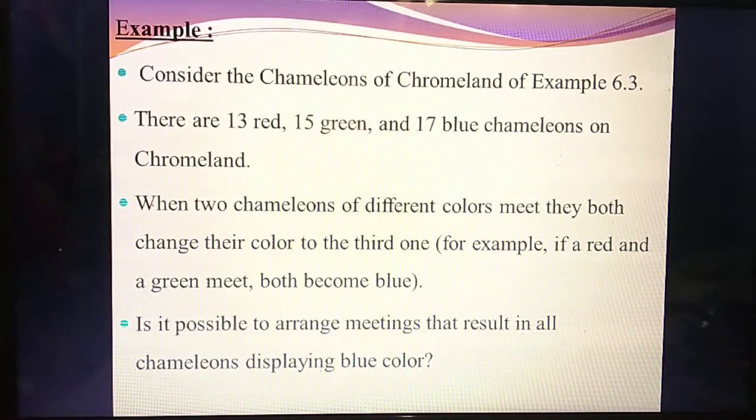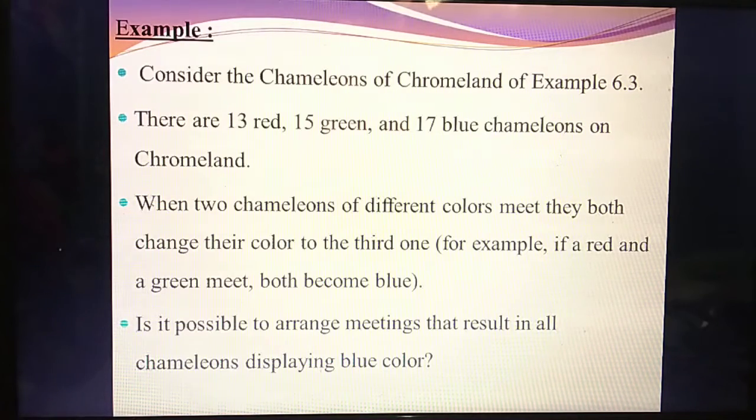Already you have studied about Chamberlains of Cromland. So what's the problem? For 2 chapters continuously you are studying this problem. In the country of Cromland, a lot of Chamberlains are there. Here there are 3 kinds of Chamberlains, that means 3 different colors of Chamberlains. So what's the problem? These 3 colors will have some meetings among them.